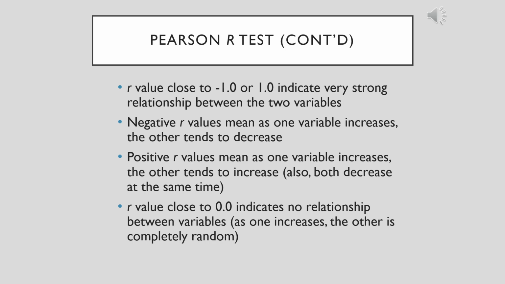An R value that's really close to 0 indicates that there is no relationship between the variables, which means that as one of the variables increases, the other one is not affected at all. It's totally, completely random. It's not related. They don't tend to go together in any specific way.